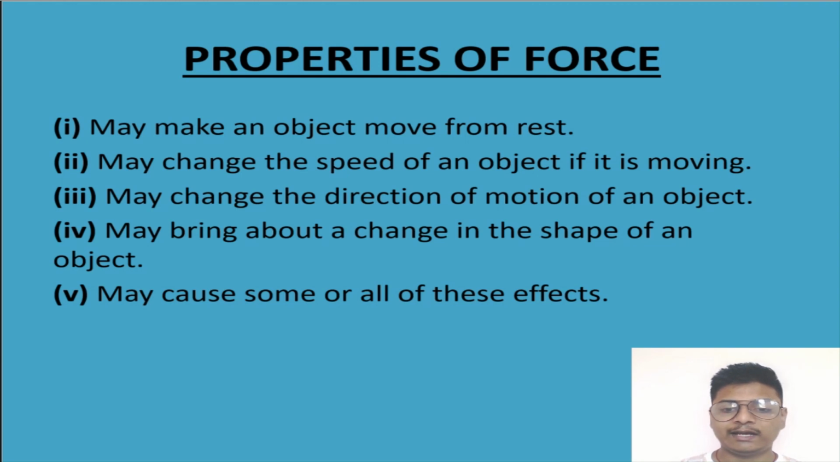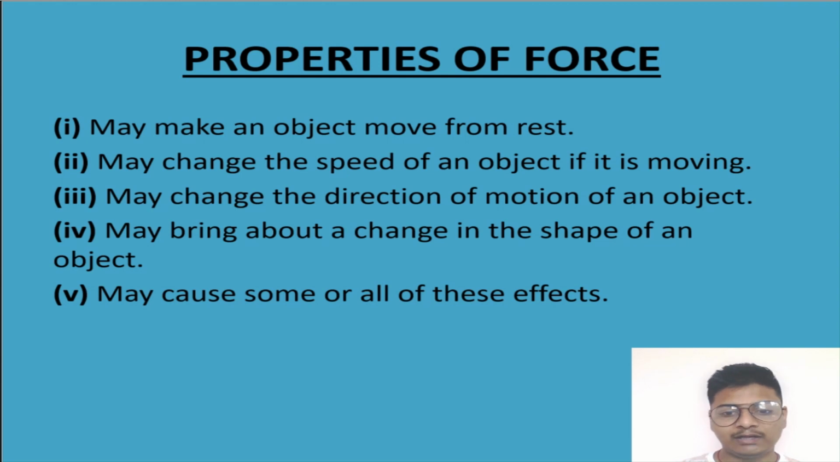I told you, with the help of a ruler the ball was moving, and when we put it at a slightly different angle, the ball changed its position in another direction. And the fourth one is that it may bring about a change in the shape of an object, and I talked about the dough. When we pressed it, it got flattened and changed shape, and when we rolled it, it again became a ball of dough. Yes, it was changing its shape. And the fifth one is that it may cause some or all of these effects. All these things are the properties of force.